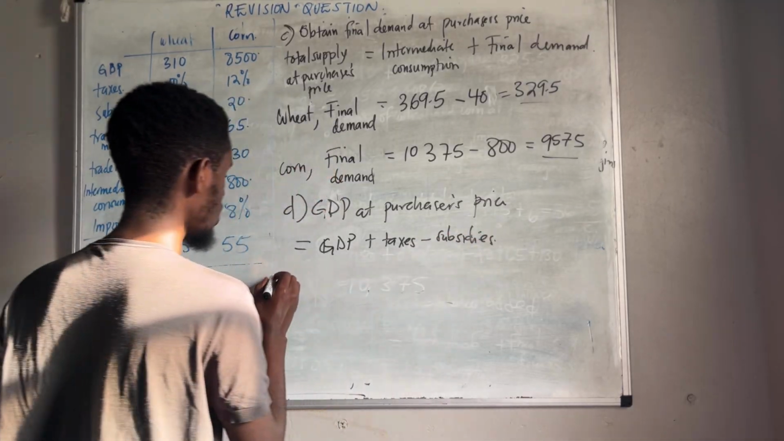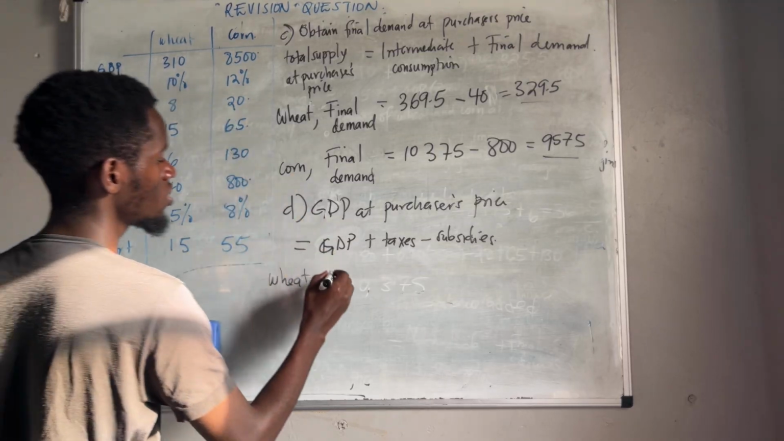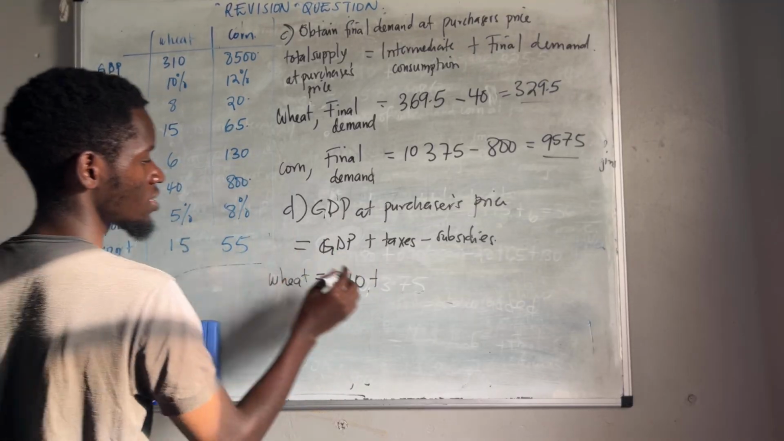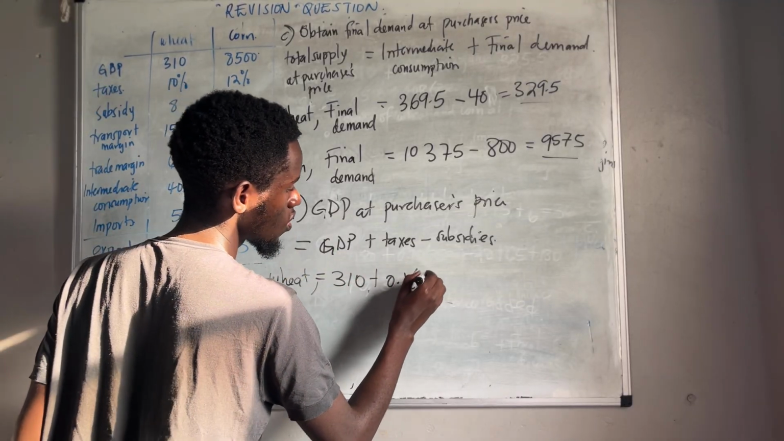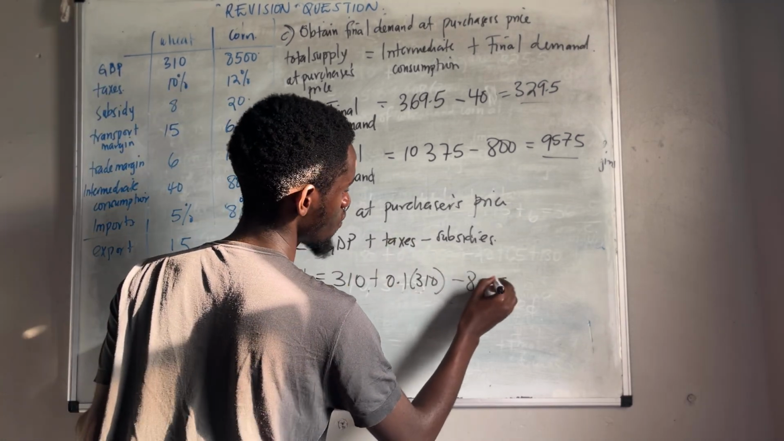This is the formula. Now we shall have it for wheat. So we just need to have our price: 310 plus the taxes, which is 10%, 0.1 of 310, minus the subsidy, which is 8. Then we shall have our answer.